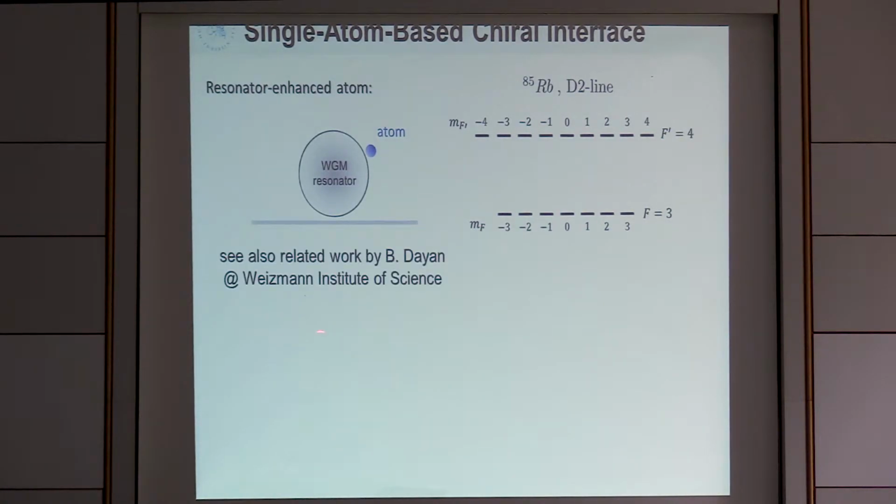I should stress that the same system is also used by Barak Dayan at the Weizmann Institute of Science, and that these experiments were now carried out with rubidium-85 rather than cesium, which means that the ground state spin is now 3 rather than 4. However, if we now prepare the atom in this outermost Zeeman substate, we again single out this V-level scheme, and we again have a strong cycling transition here and a weak sigma minus transition, which for the case of rubidium is now a factor of 30 weaker than the sigma plus transition, okay?